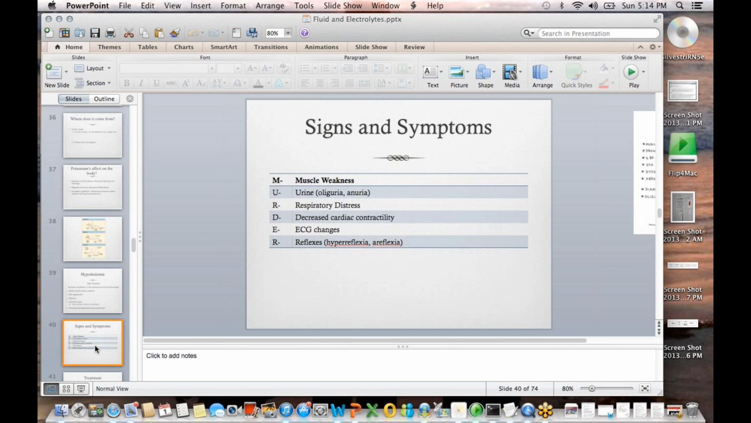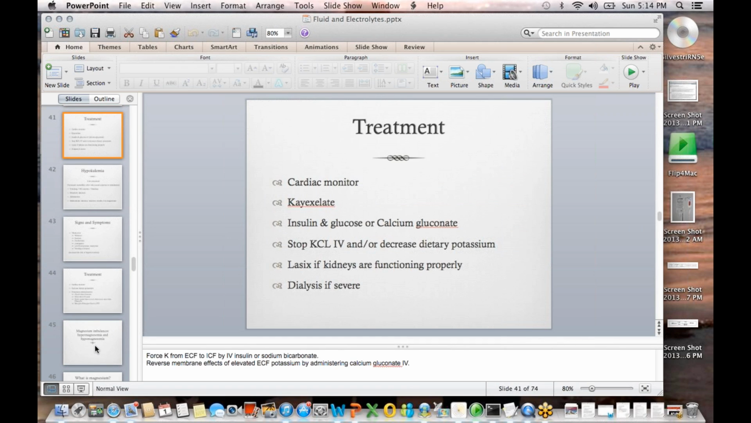Signs and symptoms for hyperkalemia. It causes high excitability of your cells, so you can have cardiac contractility issues, hyperreflexia, ECG changes. This is a mnemonic from your Kaplan, I think, or something, to understand the signs and symptoms.